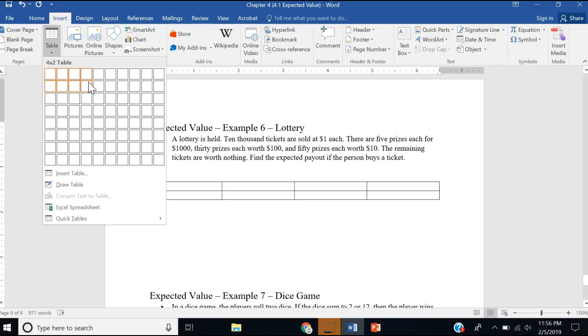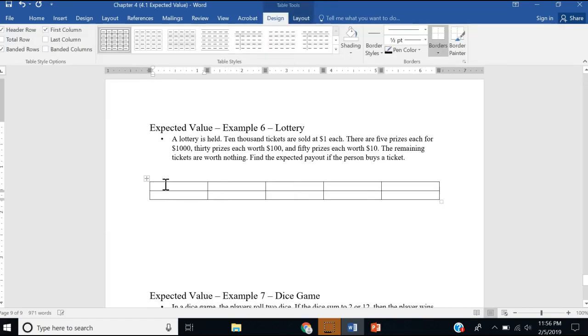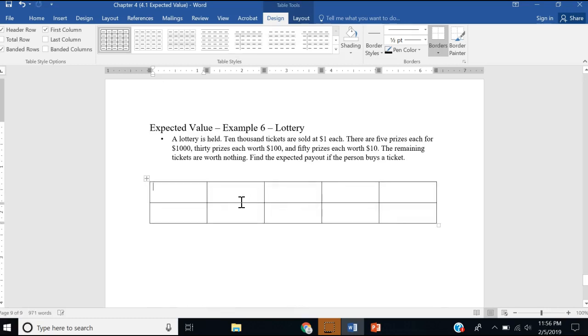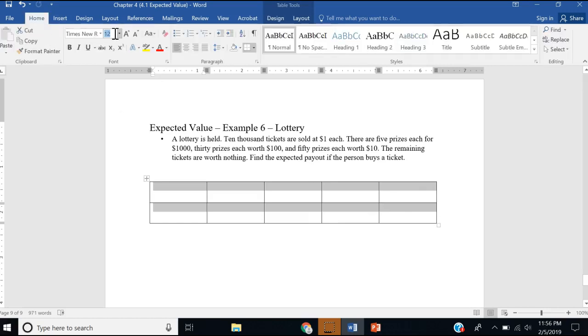Now the table I'm going to use needs to be big enough to have all of the different prize money amounts, so when we're dealing with this, I don't run out of room. So what are the different prize money amounts? What are the different payouts that I could get?